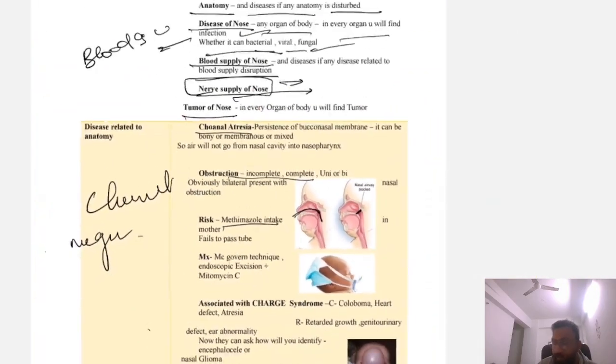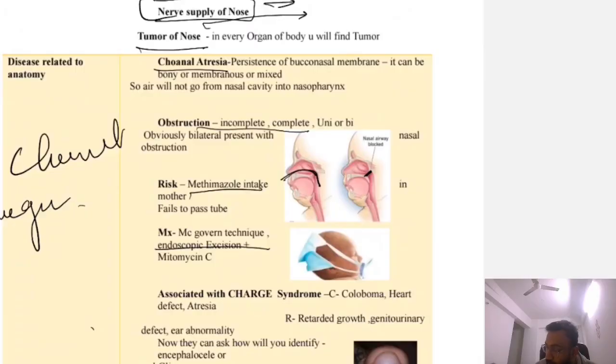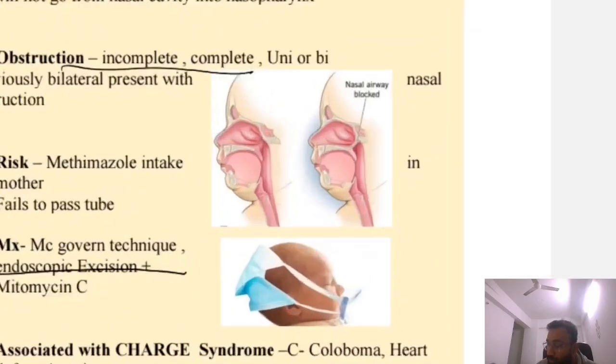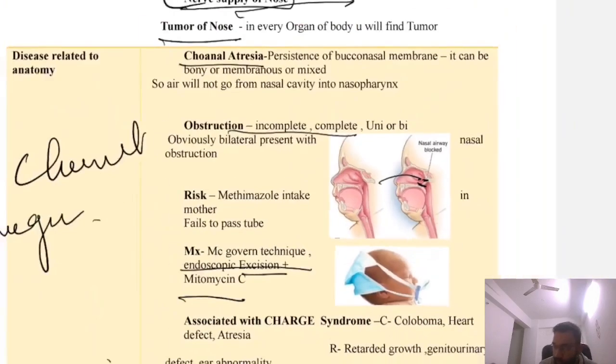Next is endoscopic excision. So you will insert an endoscope. Endoscope is like a camera. So you insert the endoscope and cut this membrane. So this is endoscopic excision, and you will apply mitomycin. Mitomycin will prevent it from regenerating again.